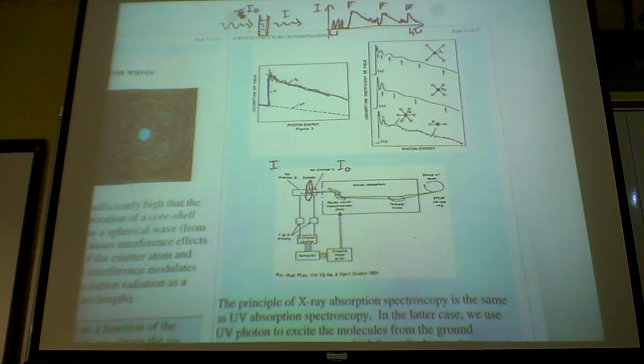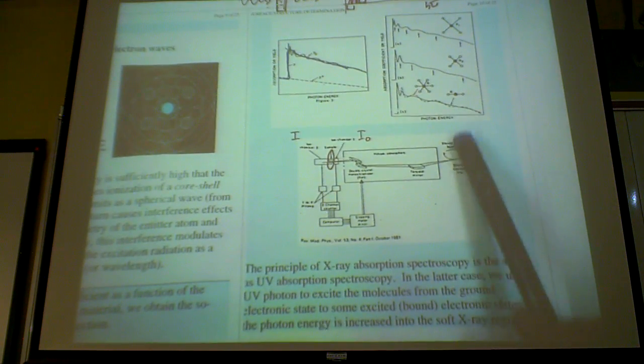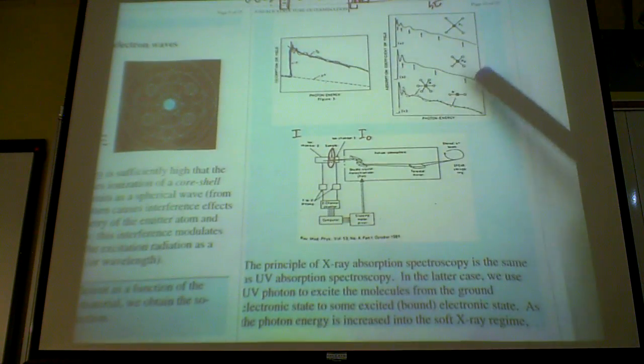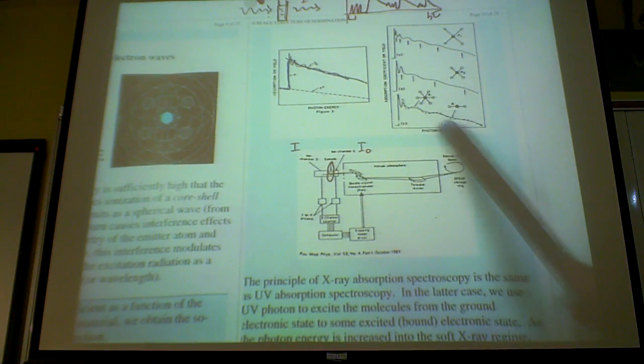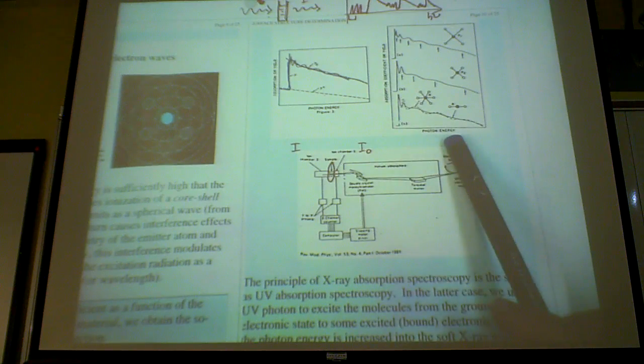So those are two recognitions that you will find. And as I said before, I'll talk a little bit about this. You notice that when you do this kind of spectroscopy, you need a tunable photon source.